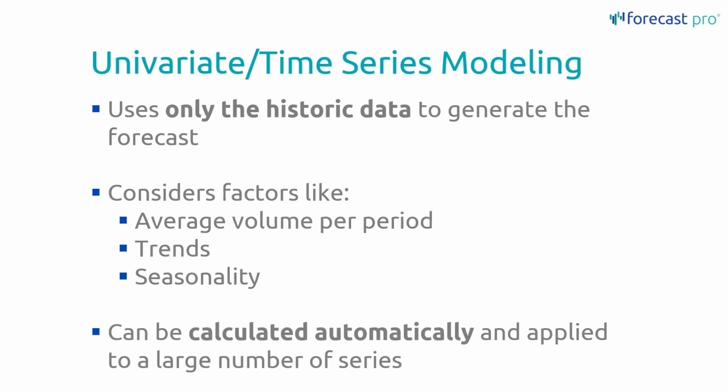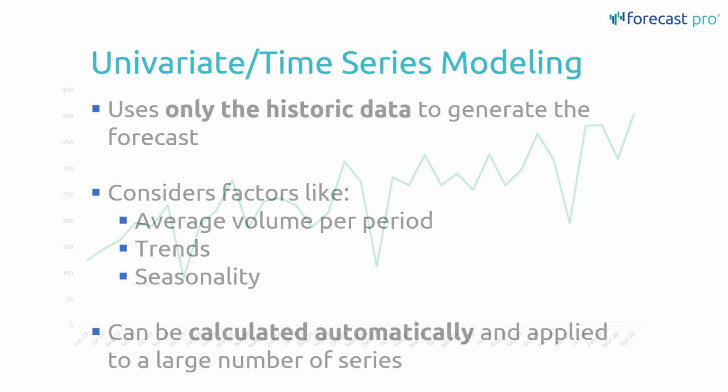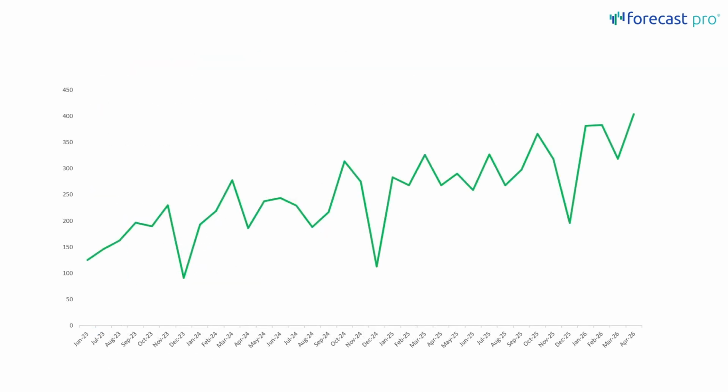And because these are looking solely at your history, we can generate these models automatically. So when you use our expert selection system, they are using univariate models to generate the statistical forecast. So here's a sample of some data. We would look just at the historical data. So we would look for things like a trend line. Here you can see this data is growing fairly consistently.